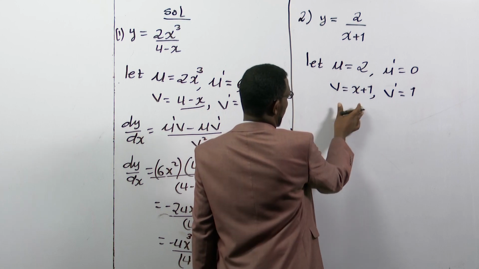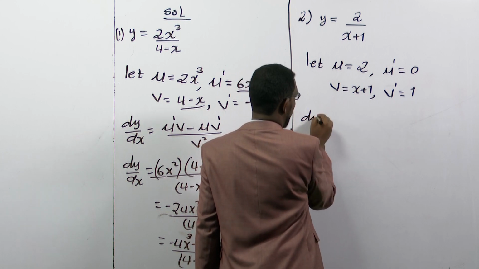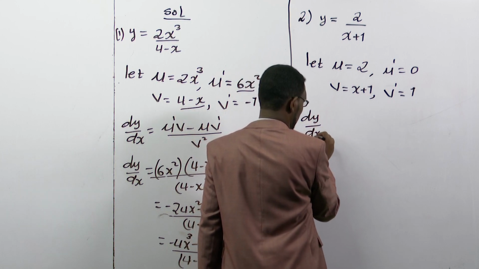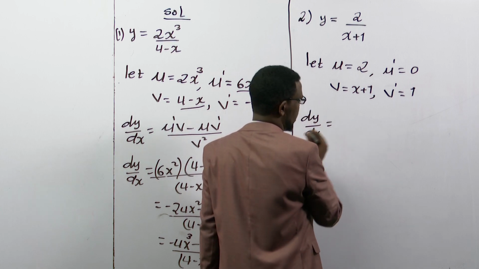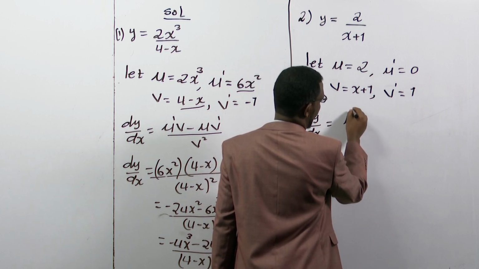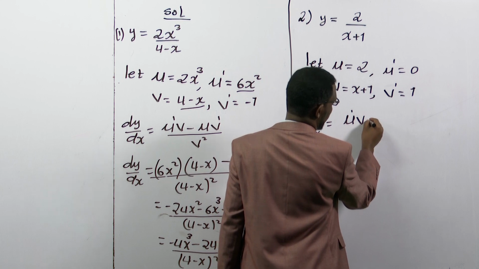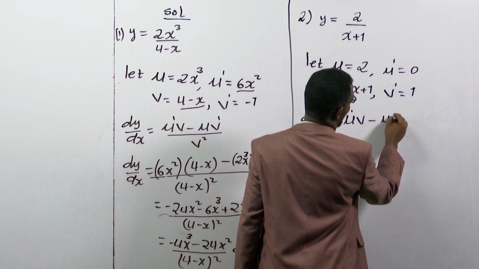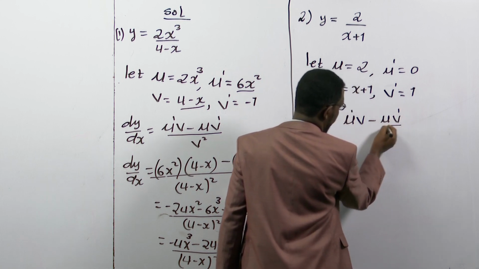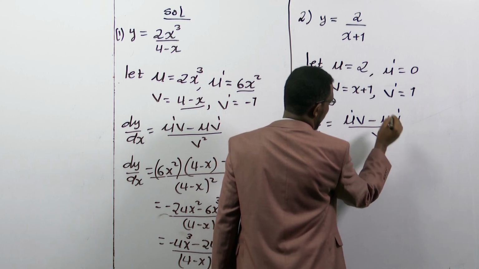Okay, then dy/dx is equal to, what was my formula? It was u prime times v minus u times v prime, divided by v square.